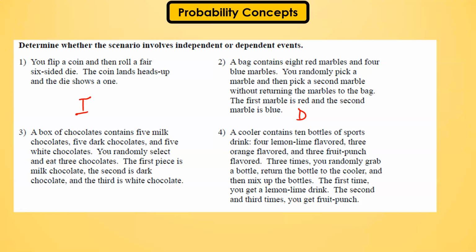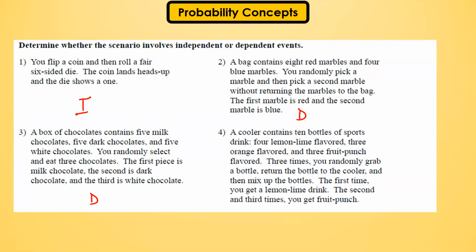Next one, a box of chocolates: 5 milk chocolates, 5 dark chocolates, 5 white chocolates. You randomly eat 3 chocolates. The first piece was a milk, the second was a dark, and the third was a white chocolate. Obviously that's a fairly similar scenario to the previous one. That is dependent as well, because if you had chosen a white chocolate to start with, then the probabilities of everything else would have changed. To change that question to make them independent for number 2 and number 3, we would have to replace our values.